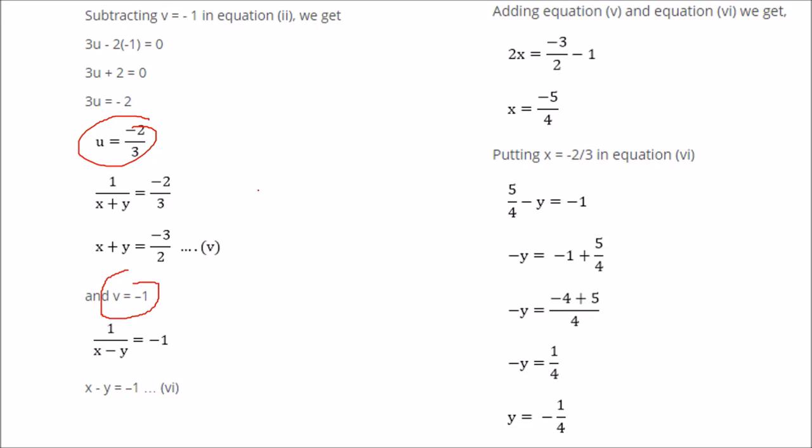This is what we have done already. But now the scenario is, you have taken 1 by x plus y as u. Now you have another linear equation by this second substitution. u is minus 2 by 3, so put 1 by x plus y equal to minus 2 by 3, and 1 by x minus y equal to minus 1. So you get one equation like this, a second equation like this, just add or subtract them. Easily you can solve for x and y. These are the solutions.